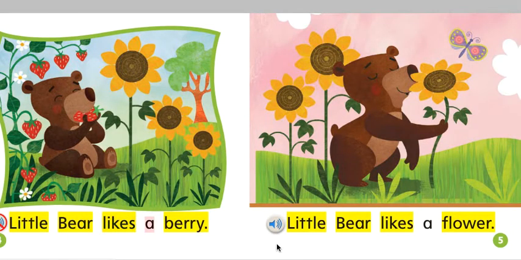Little Bear likes a berry. Little Bear likes a flower. First it was springtime. I still see trees. I see lots of green grass. Flowers are fully in bloom. So I do like that after spring there is summertime, which is very important. It's a fun season to be out and about. And summertime comes after spring.